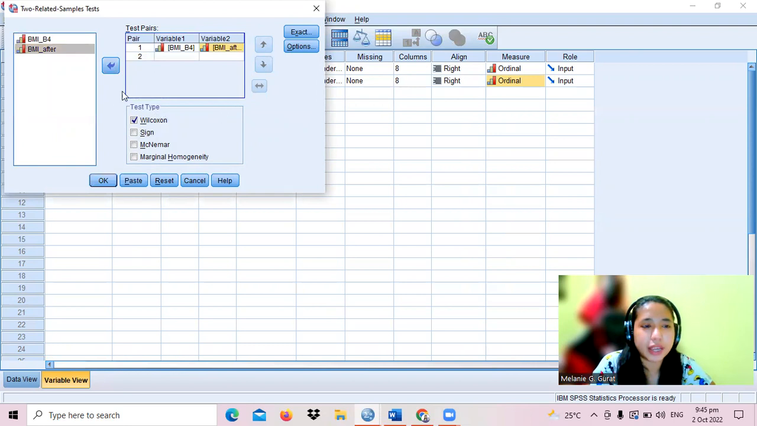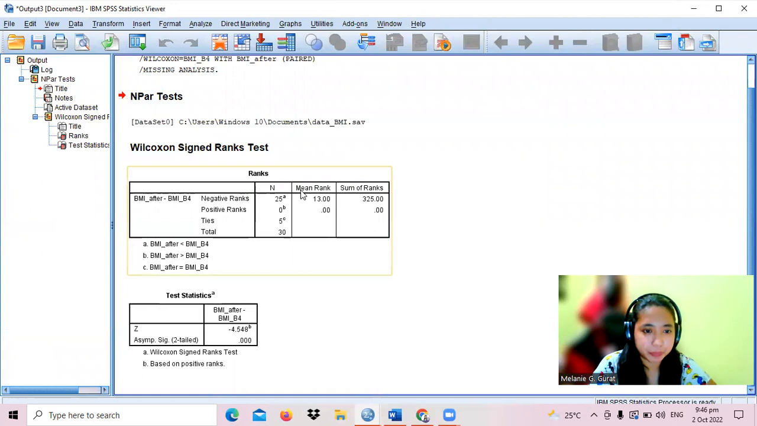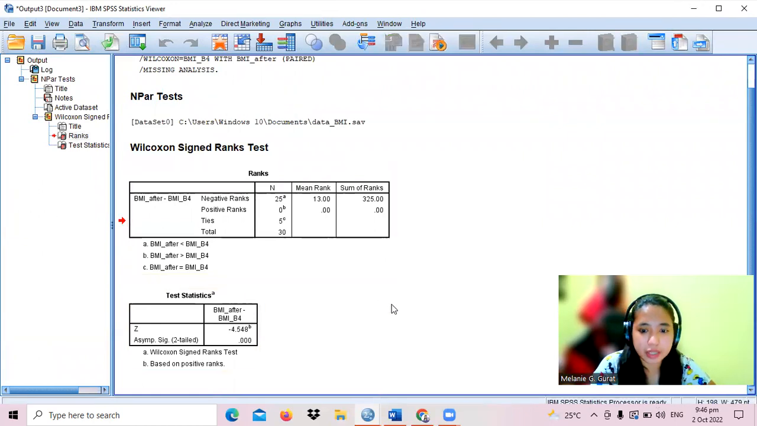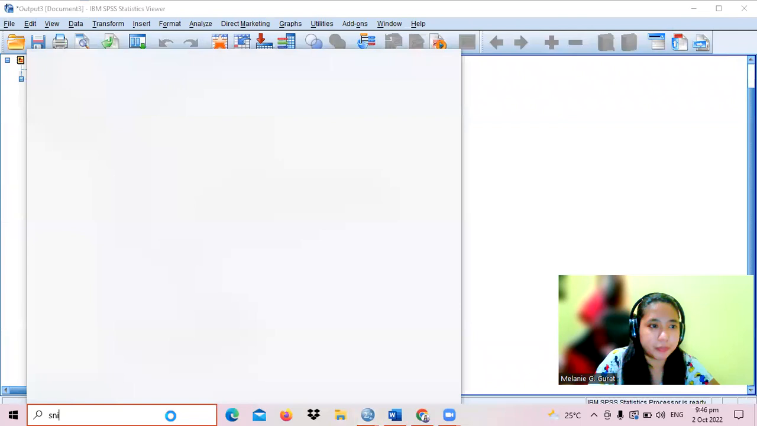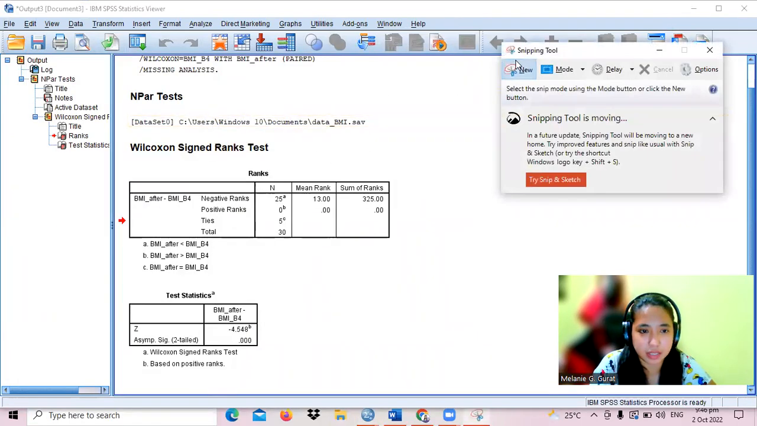So we have here again several tests placed: Wilcoxon, Sign, McNemar, marginal homogeneity. But as mentioned, the counterpart of the t-test for paired sample is the Wilcoxon signed rank test. So just click OK. So this is now the result of our test. So let's copy this. So what is this table telling us?